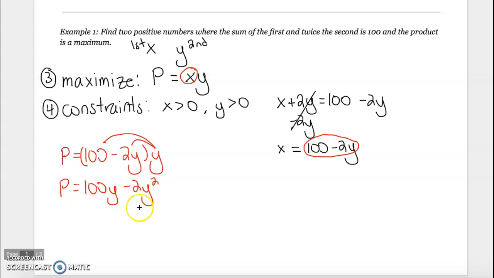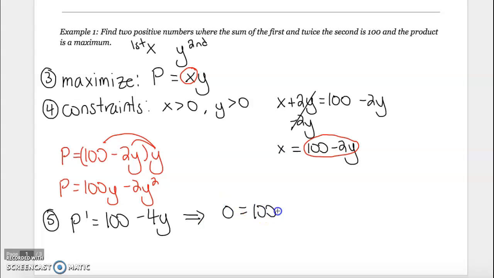Now, since I have an equation that has only one variable in it, I can take the derivative of that. So step 5 is to find p prime, which will just be 100 minus 4y. Then I'm going to apply the first derivative test to this, so I'm going to set it equal to 0. So 0 equals 100 minus 4y. If I solve that for y, I end up with y equals 25. Okay, so this is my critical number.